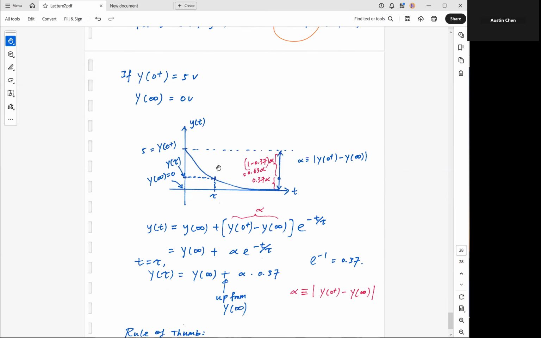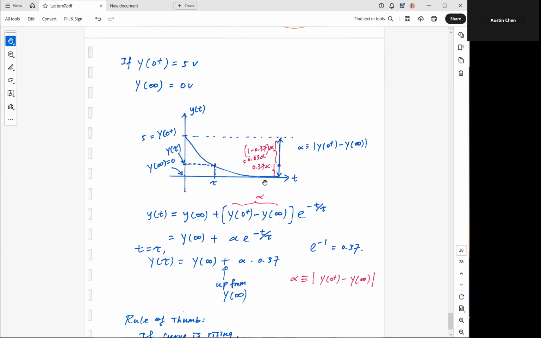Similarly, in the process of discharging, you can say the same thing. I can deplete my charge, or voltage across a capacitor, from 5 volts all the way down to 0 volts. If you waited for 5 tau over here, then your voltage will be depleted by 99.3%. So you will only end up with 0.7% over here after 5 tau.